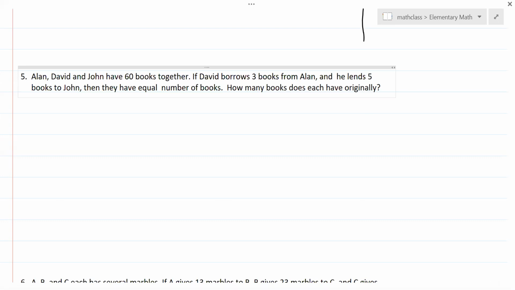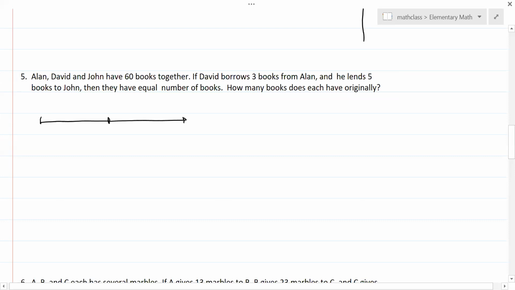You can, that's just a one step problem, okay? So you can have three of them. That's the final result, okay? And here we have Aaron and David and John, okay? Right now, each of them has the same number of books, right? So remember, David borrows 3 books from Aaron, but gives 5 books to John, okay? So Aaron gives 3 books to David. David gives 5 books to John, okay?